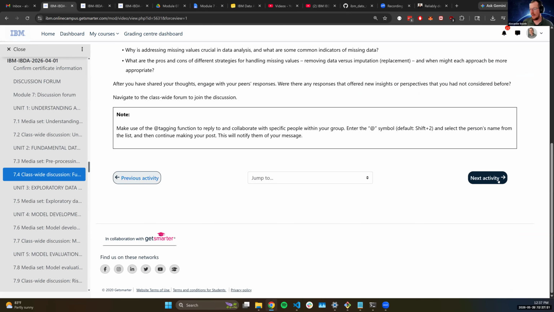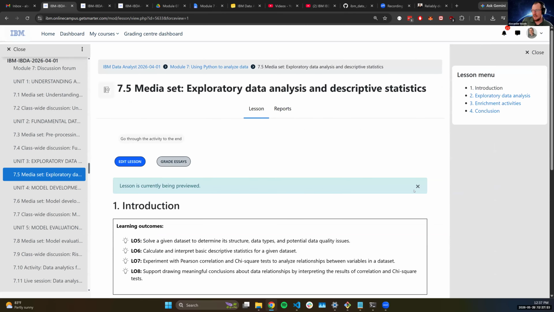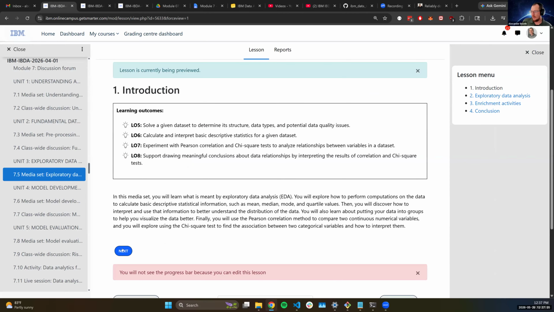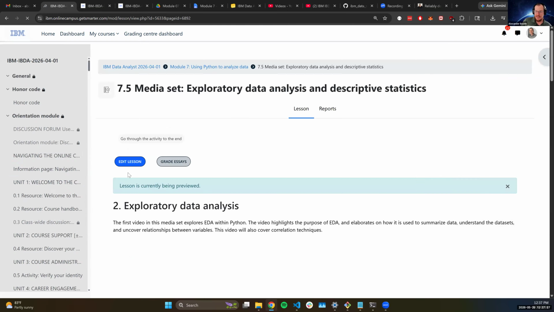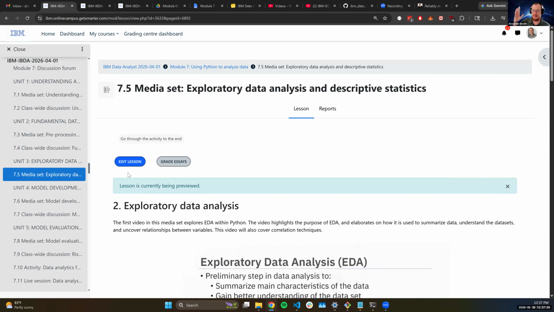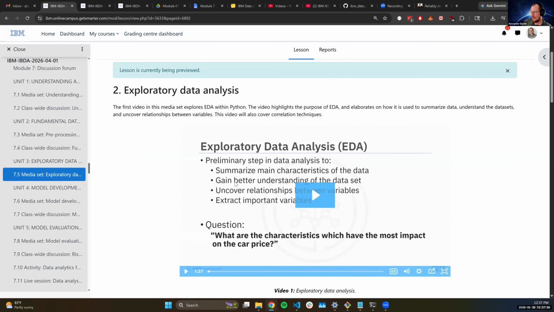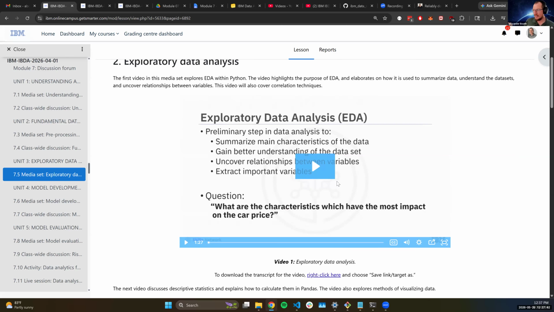All right, let's keep flying along here. We only have one media set on exploratory data analysis, but do know that everything we're doing, to me, the pre-processing and the model development, all is part of exploratory data analysis. So definitely pay attention to some of these videos here. Again, what we want to uncover with EDA, we want to not just summarize and understand the data, but we want to uncover relationships and extract variables.